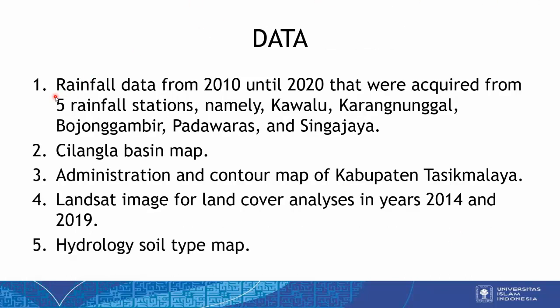For the data, the rainfall data was acquired from Kawalu, Karangnunggal, Bojonggambir, Padawaras, Singajaya rainfall stations from year of 2010 until 2020. Also, we need to create the Cilangla Basin map for several purposes, such as to make the basin border, and then the administration and the contour map of the Kabupaten Tasikmalaya, Landsat image for land cover analysis in year 2014 and 2019, and also the hydrology soil type map that was used to calculate the curve number value. The curve number value is the percentage of the rainfall that will be surface runoff and the percentage of the rainfall intensity that will infiltrate into soil.